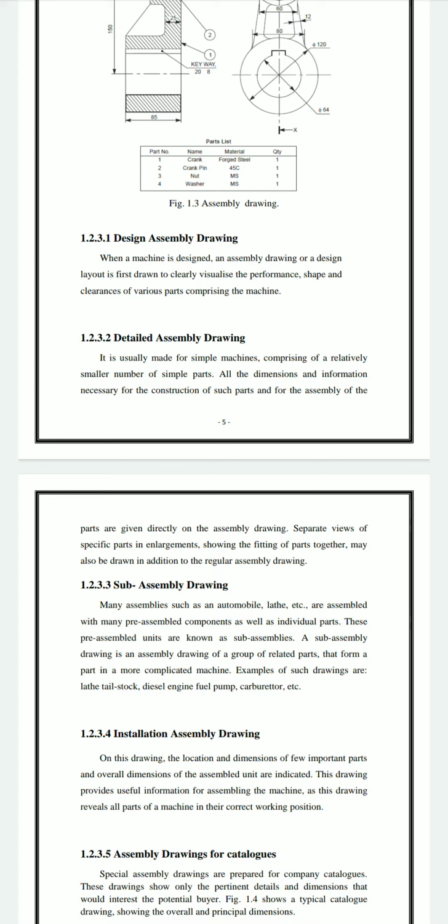The next type is the installation assembly drawing. On this drawing, the location and dimensions of a few important parts and the overall dimensions of the assembly unit are indicated.